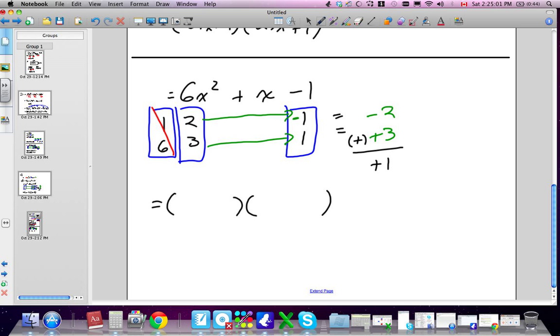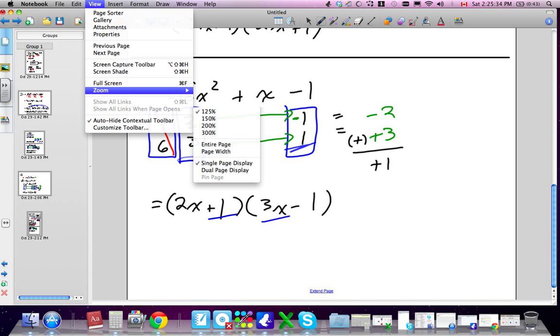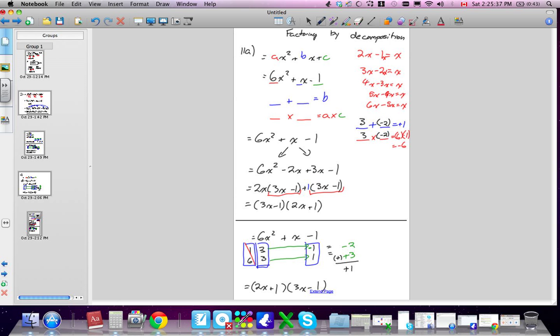So, we're going to put in our terms. Our first term is 2x and 3x. Now here's where we do the opposite brackets. We had to multiply the 2 times negative 1, so the 2 and the negative 1 have to go in opposite brackets. 3 was times positive 1, so 3 and positive 1 go in opposite brackets. Okay, and if you notice, we end up at the same answer, 2 different ways of solving it. Okay, exact same answer, 2x plus 1 times 3x minus 1.